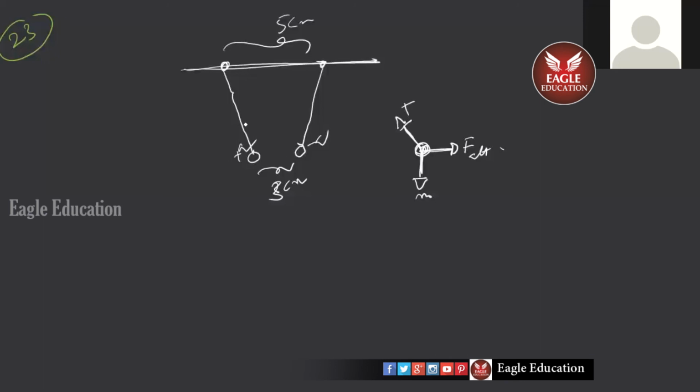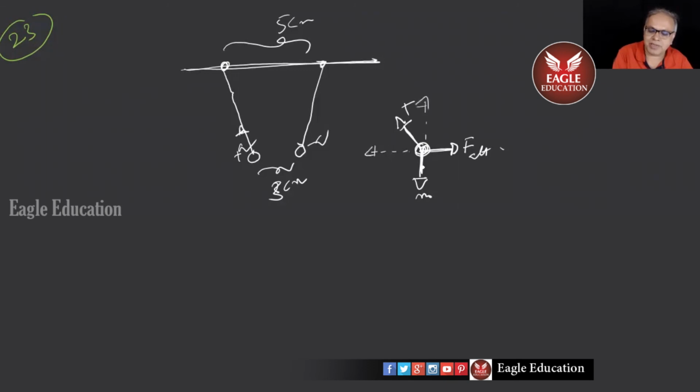Try to understand. They are attracting, but tension develops and holds them back. Because of tension, they don't touch. A component of tension will be opposing this attractive force. And a component of tension will be balancing the weight. Right? Abhinav. Okay, sir. I got it.